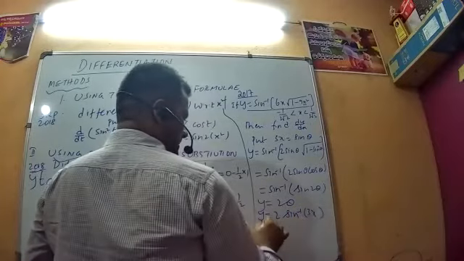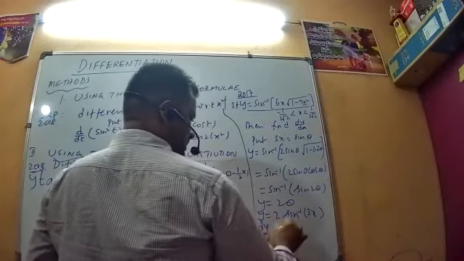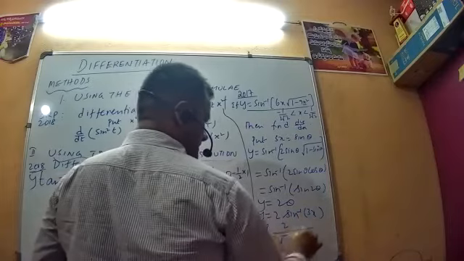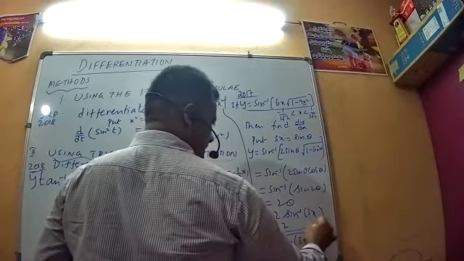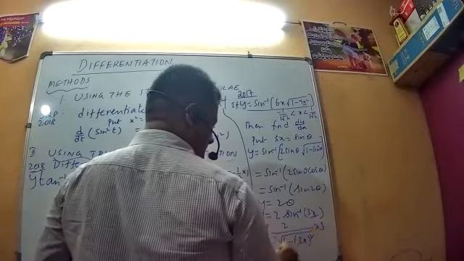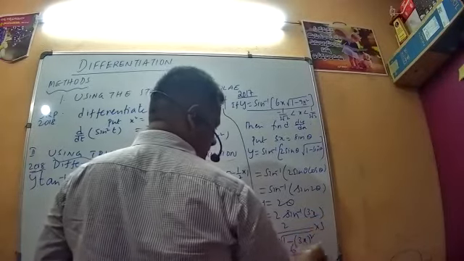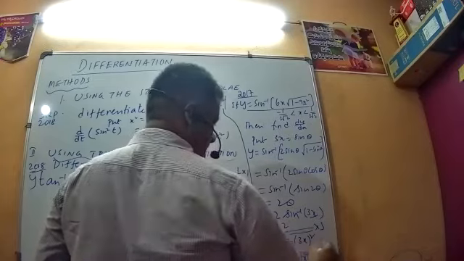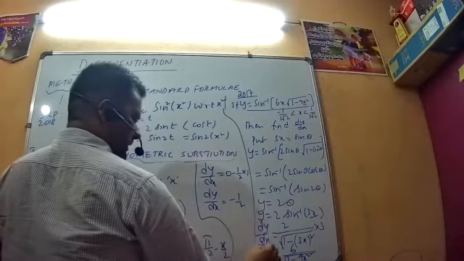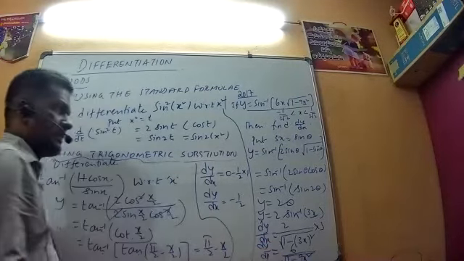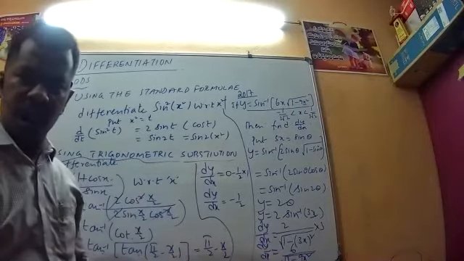Now find the derivative. dy by dx will become 2 by, derivative of sine inverse x is 1 by root of 1 minus x square, so 1 by root of 1 minus 3x whole square, into derivative of 3x, which is 3. This is 6 by root of 1 minus 9x square. So the right substitution always makes the trigonometric differentiation easier.